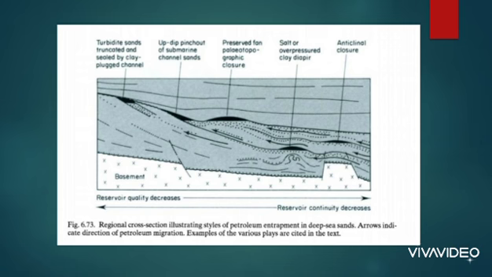This is a picture of a regional cross-section illustrating the styles of petroleum entrapment in the deep sea sands. The arrows indicate the direction of the petroleum migration. Take note that permeability, in this case, is highly related to fracture distribution, while porosity is related only to facies. The resedimented chalks have higher porosities than the pelagic ones.